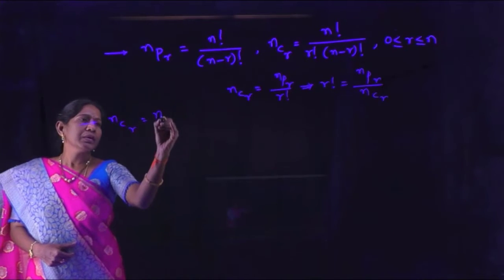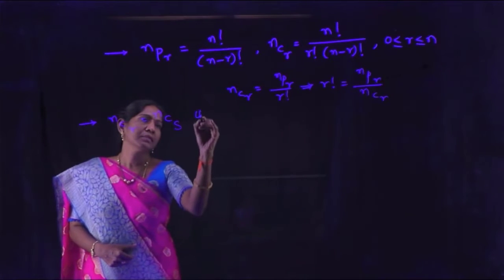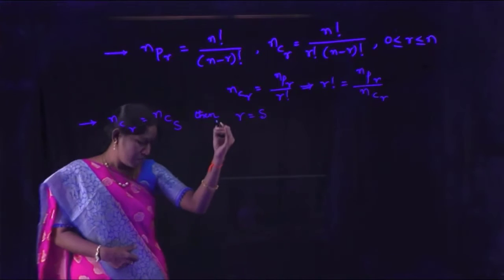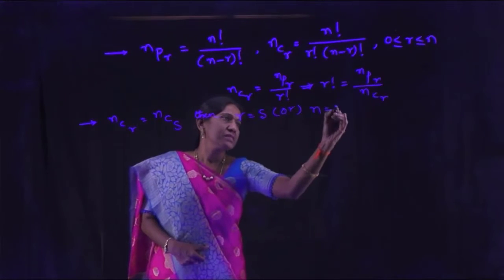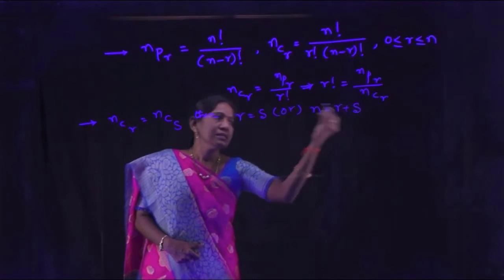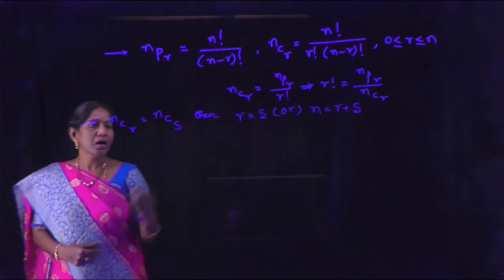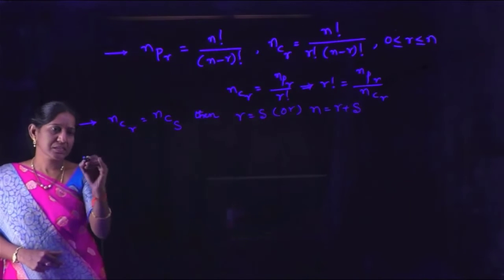If nCr equals nCs, then r equals s or n equals r plus s.